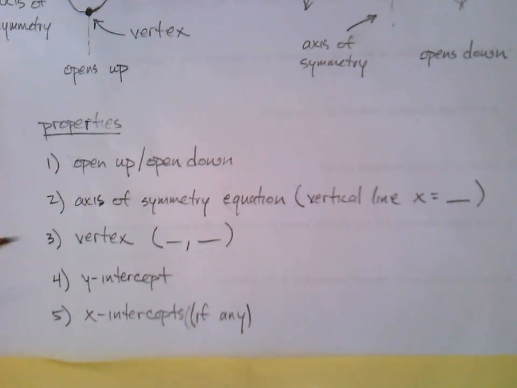Property number 4, where is the y-intercept? Which means where does it pass through the y-axis? And then finally, does it have any x-intercepts? So you notice I wrote x-intercepts, if any. Sometimes it will not have x-intercepts, but oftentimes it will, and so we can identify those. That's where it passes through the x-axis. Again, we're going to practice all these things, especially the intercepts, which might not be as familiar to you. We're going to go through this one at a time, how we identify these things.